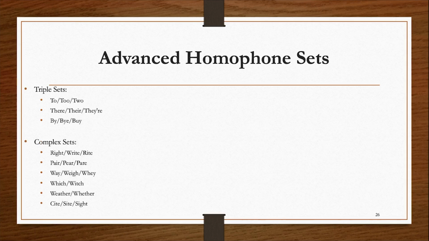Now if you see some advanced homophone sets, I mean the same thing, to, two, too, there, their, they're, and by, bye, buy. In complex sets, you see pair, basically a set of two things. I bought a pair of shoes. Pear is a type of fruit. She ate a juicy pear. And pare is to trim or peel something. Please pare the apples for the pie.